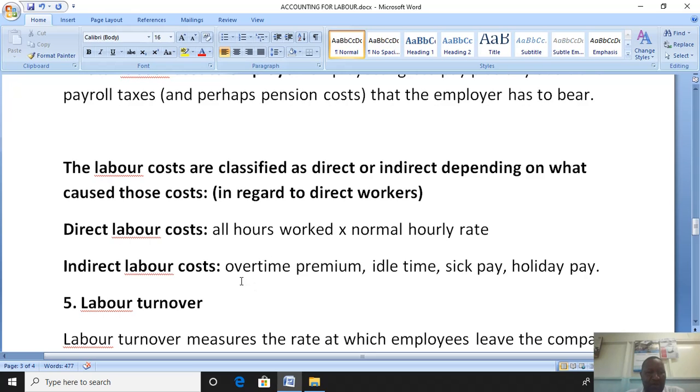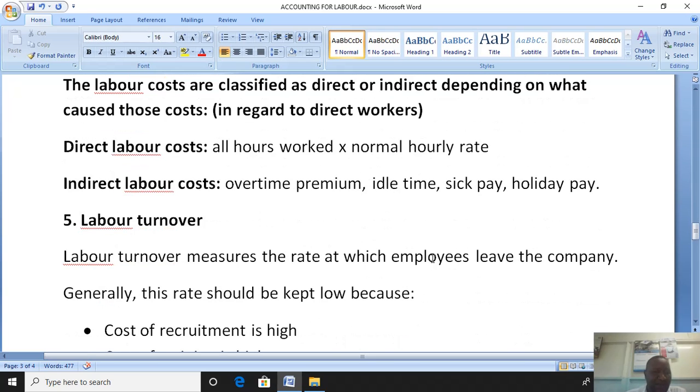Indirect labor cost includes overtime premium that is paid to the direct workers, but we have other rules that govern overtime premium. If that overtime premium was demanded by a client, then the overtime premium will be considered a direct cost. Otherwise, overtime premium will be an indirect cost. Idle time that the company pays for is an indirect labor cost. The sick pay, holiday pay, and things like that will be considered indirect labor cost, even if it's paid to the direct workers.